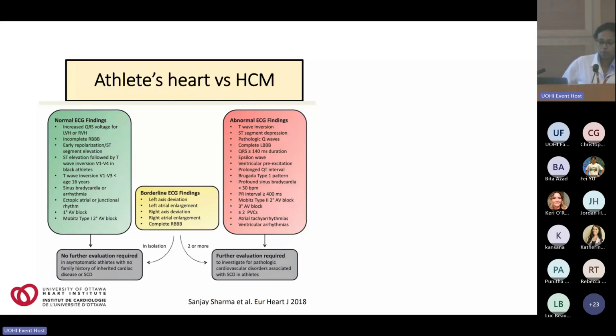So there is this international consensus paper or guide published in the European Heart Journal to help us interpret an ECG of an athlete. And as you can see here, the ST elevation with T-wave inversion in the anterior leads in Black athletes is benign and considered normal. So there are certain criteria on the ECG that should raise a red flag if we see them. Any T-wave inversion in other ethnic groups is a red flag.